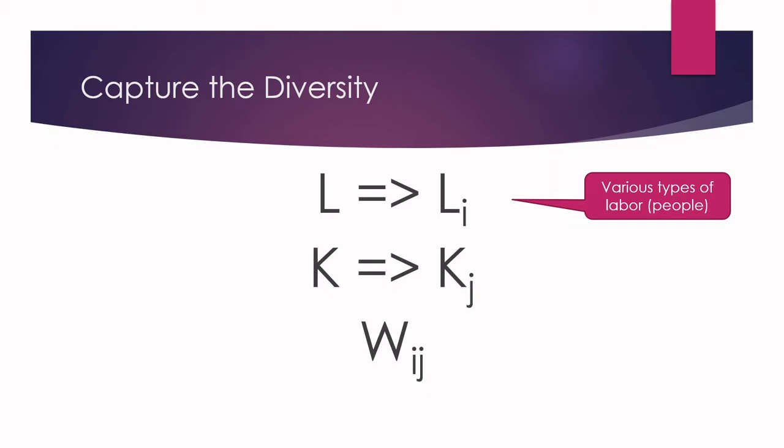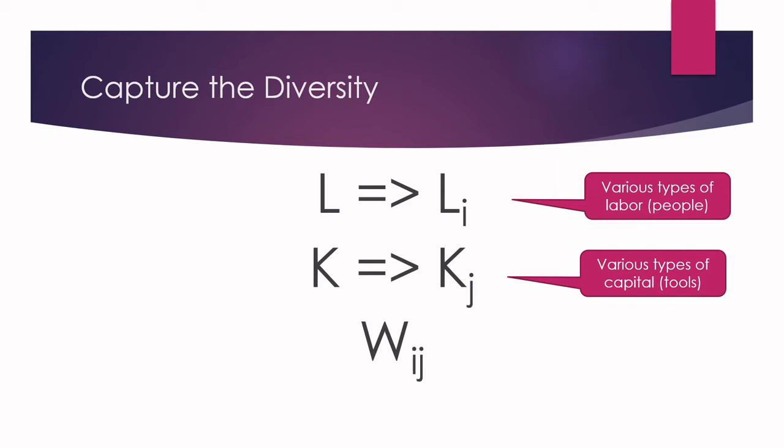And then K, the aggregate capital, is broken up into the different types of capital or tools that we use to do our jobs, and that's denoted by j. I have no idea how many different types there are. I suspect it's more than the number of people. So I would say j goes from 1 to 50 billion, something like that. Who knows?